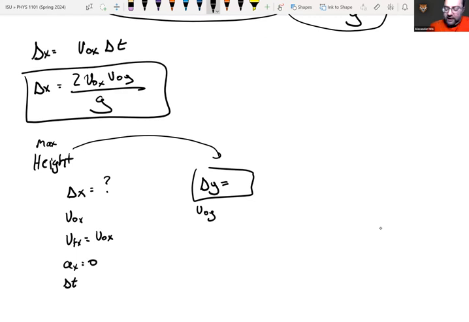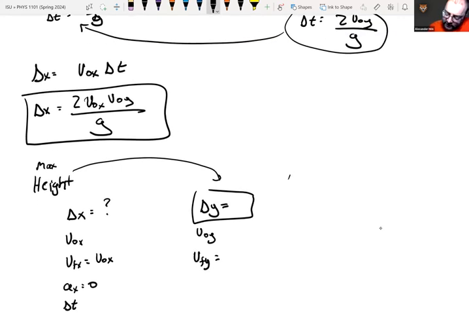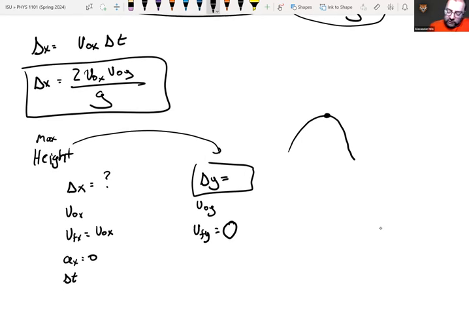Now, again, v naught y, this is a variable that we could be given. So we don't know what that is. Now, v final y, this one is important. At maximum height, this is basically when the projectile runs out of upward velocity. It stops its upward motion and then changes direction. Now, it's still got horizontal motion, but it stops its upward motion. So your v final y for these cases is actually 0. And that's a key takeaway. Your a sub y is still negative g. And then your delta t, well, we don't know.